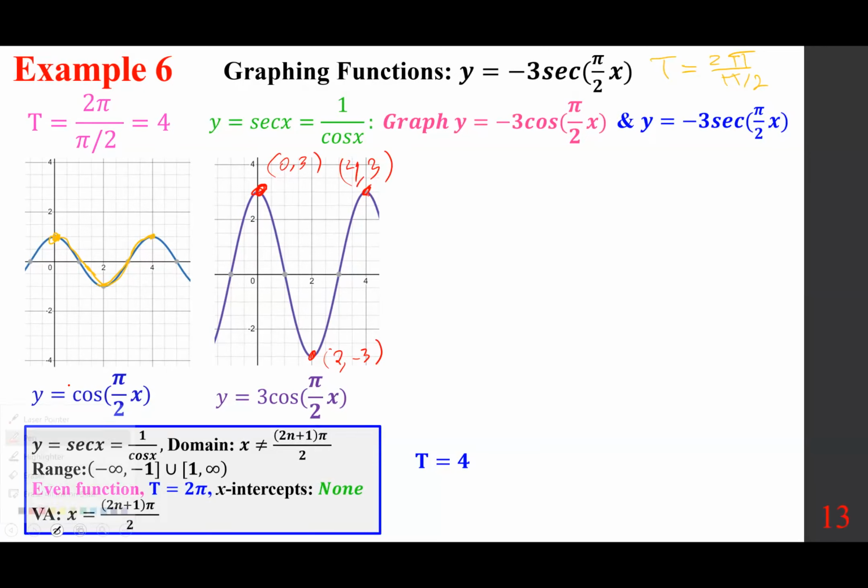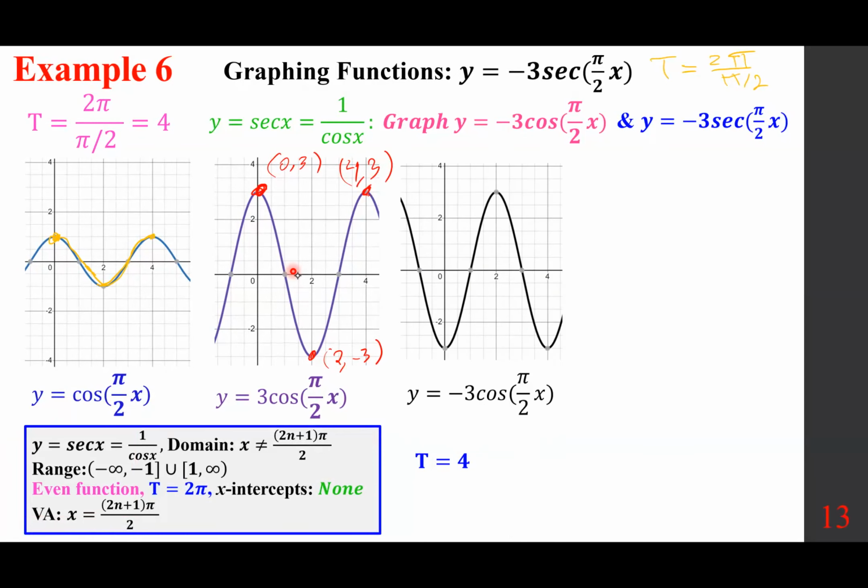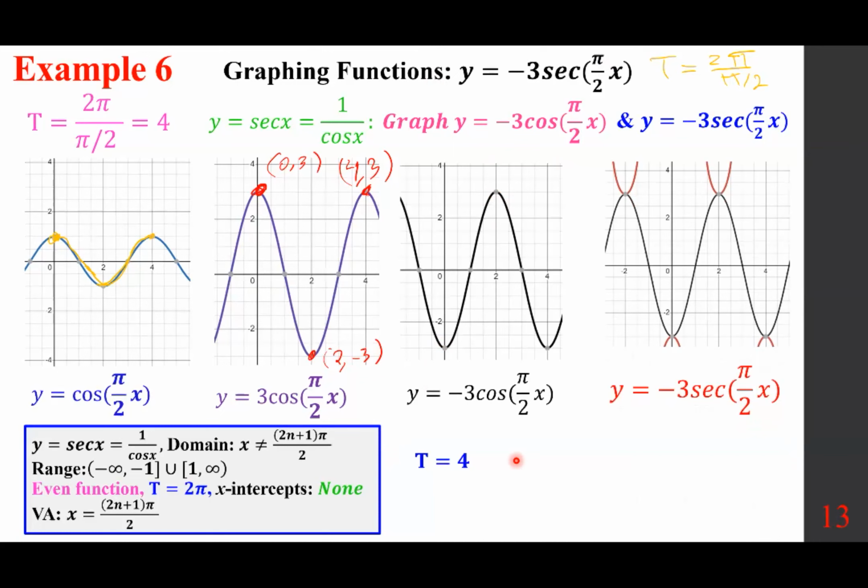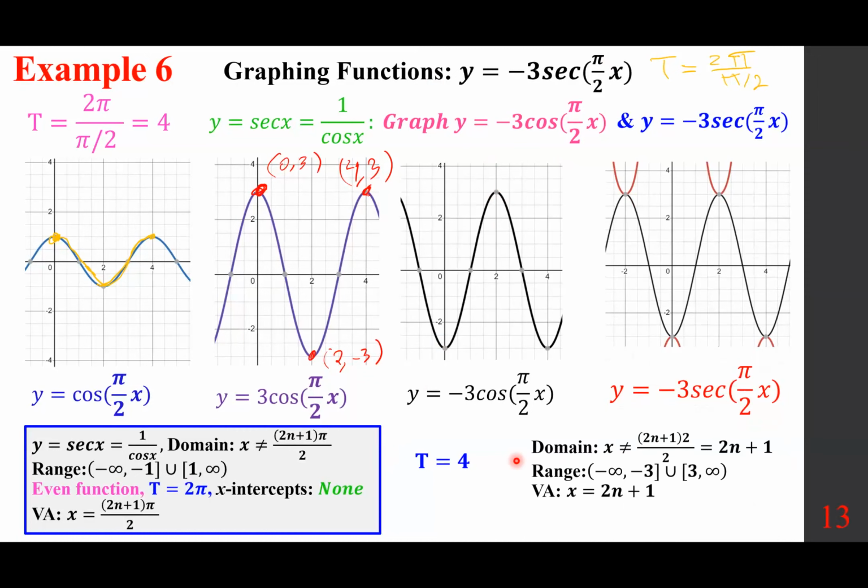And now negate that, meaning flip this over. The same thing, flip it over, right? You want the secant, flip it over, flip it over. And so we end up with the following domain, range, and vertical asymptotes.